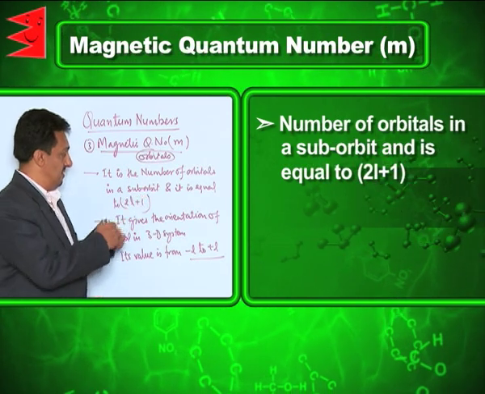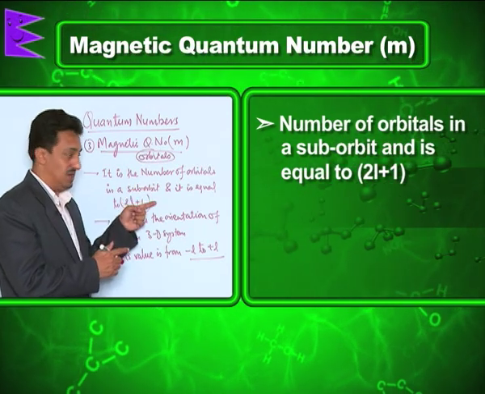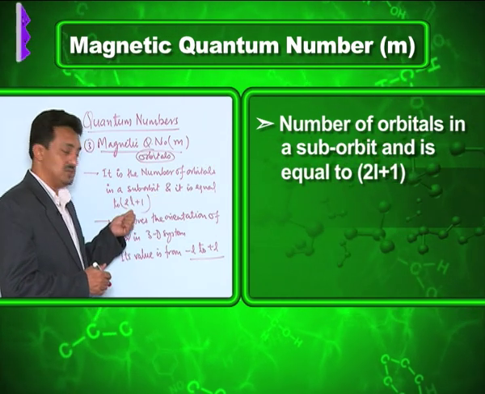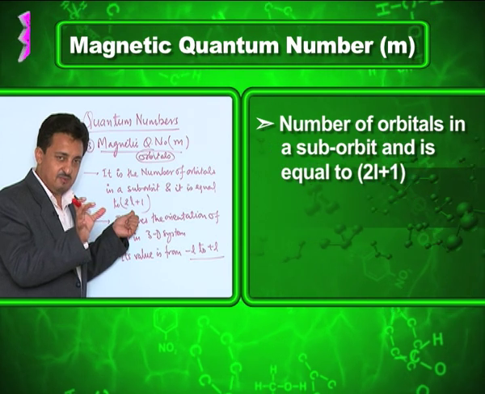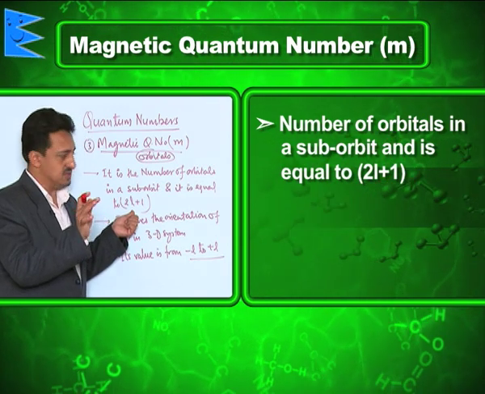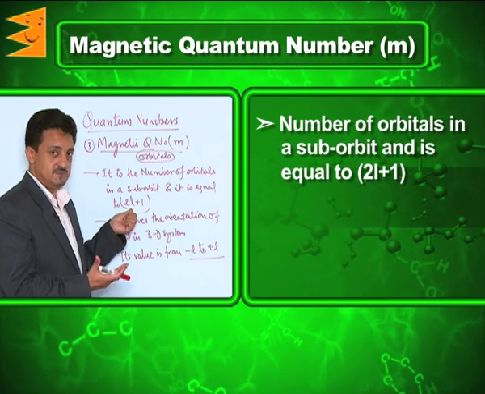Remember, it is the number of orbitals in a suborbit or a subshell, and it is always equal to twice L plus 1. How many further divisions do we have in any subshell or suborbit? This is always equal to twice L plus 1.